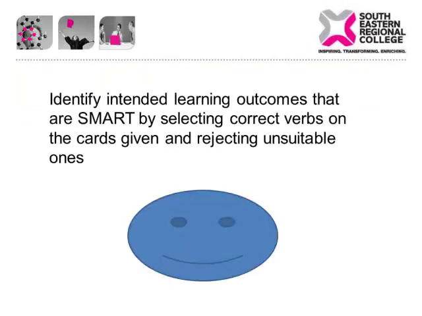What about this one? Identify intended learning outcomes that are SMART by selecting correct verbs on the cards given and rejecting unsuitable ones. Hopefully now you're able to construct meaning from what you're going to do, as it should be for your students in the classroom. They should start to construct meaning right at the beginning of the lesson. When you describe your intended learning outcomes to them, you will be describing their activity and how it will be measured. So each intended learning outcome is linked to assessment.